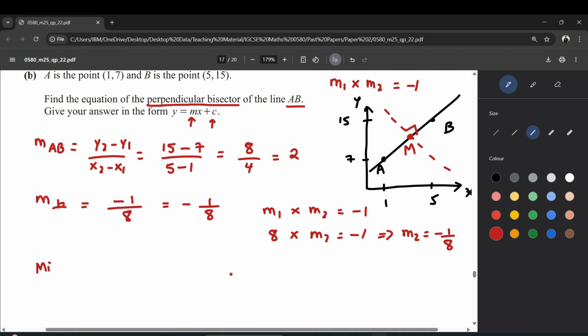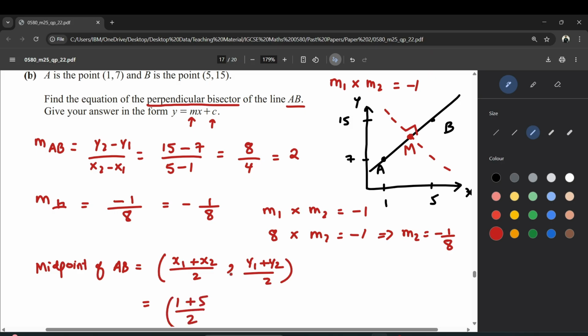So the midpoint of AB is equal to x1 plus x2 divided by 2, comma y1 plus y2 divided by 2. x1 is 1 and 5 is the x2 value, so that will be 1 plus 5 over 2, and y1 plus y2 is 7 plus 15 over 2. So 1 plus 5 is 6, 6 upon 2 is 3. 7 plus 15 is 22, and 22 divided by 2 is 11. Therefore, the midpoint is going to be 3, 11.